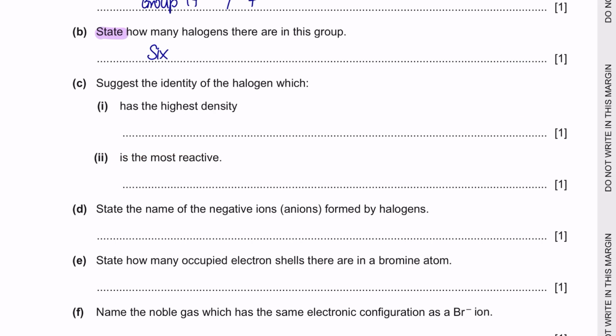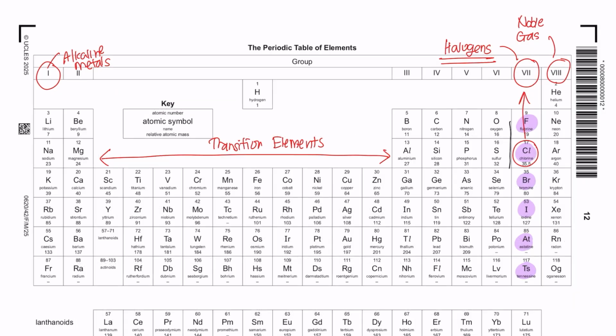Next, question C. Suggest the identity of the halogen which has the highest density and is the most reactive. As the elements go down the group, they get heavier. So the element at the very bottom of the group has the highest density. And as the elements move up the group, they are more reactive. As it goes down, only for group 7, it becomes less reactive. So the most reactive would be fluorine.